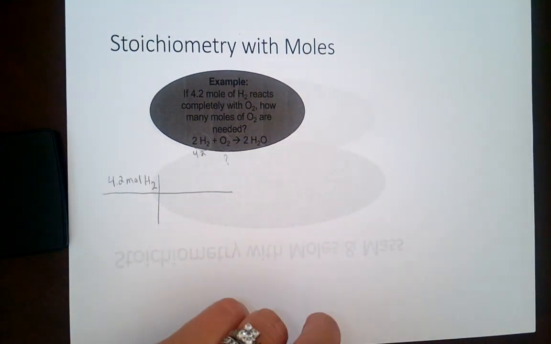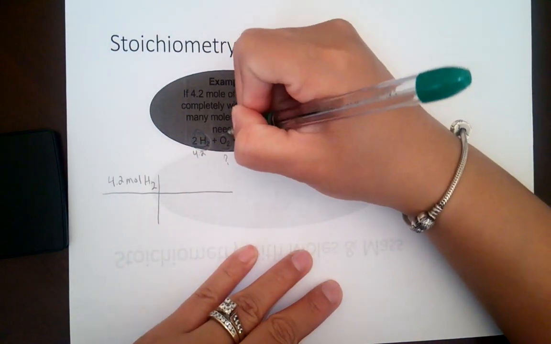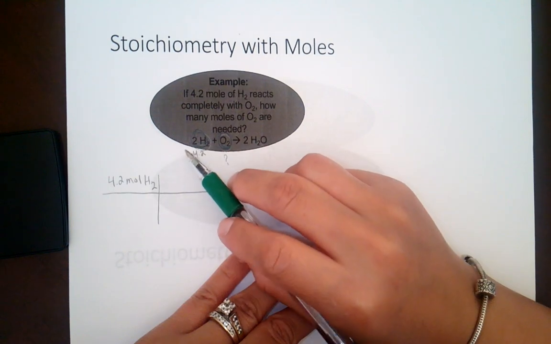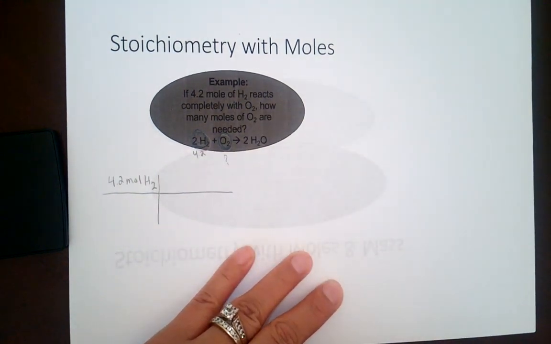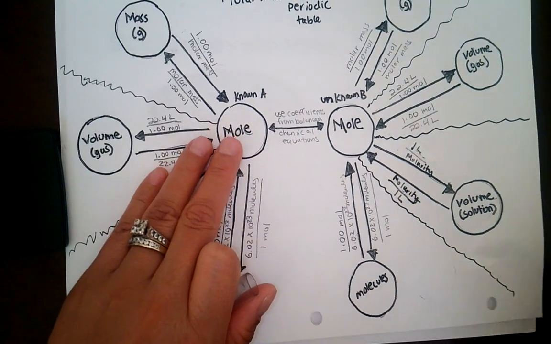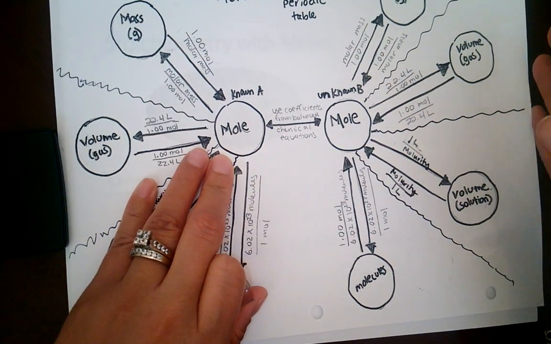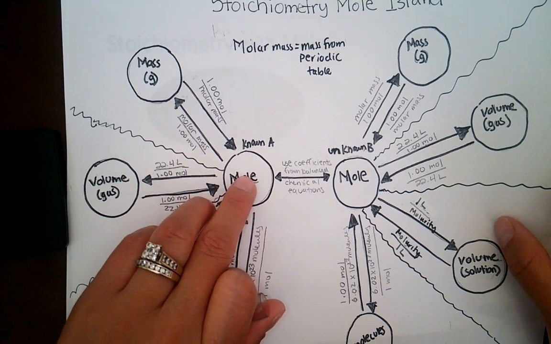So we are going to go from this to this. We want to know how many moles of this do we need. We have 4.2 moles of this. How many moles of O2 do we need? Now, what do we know then? Where do we start here? We are starting in the mole, okay? Because we are starting with 4.2 moles of H2. This is the known. This is what they gave me in the problem.